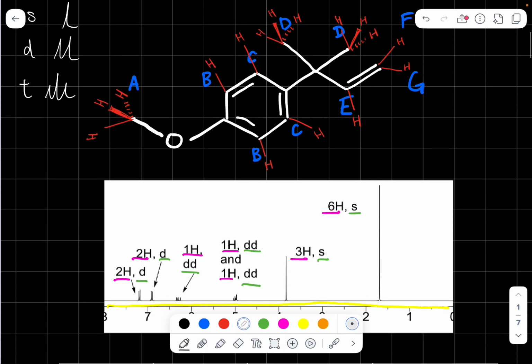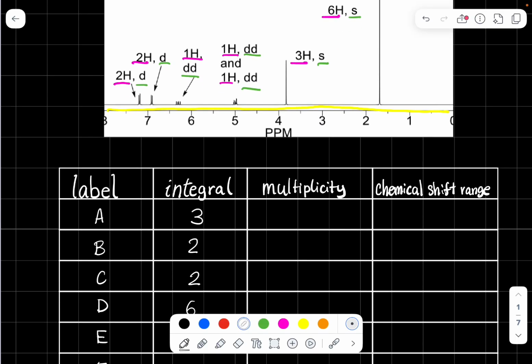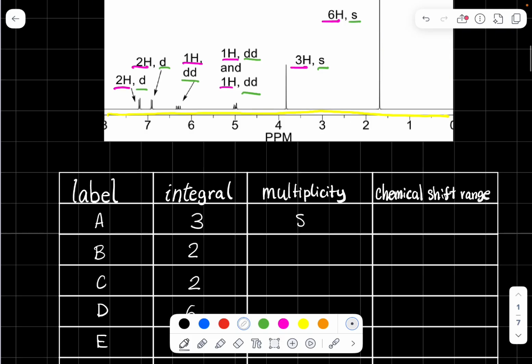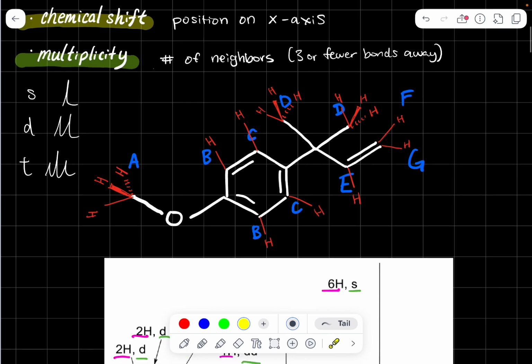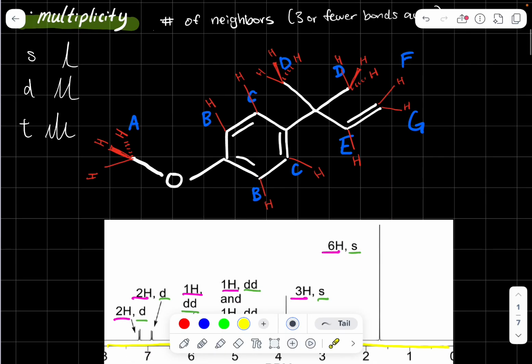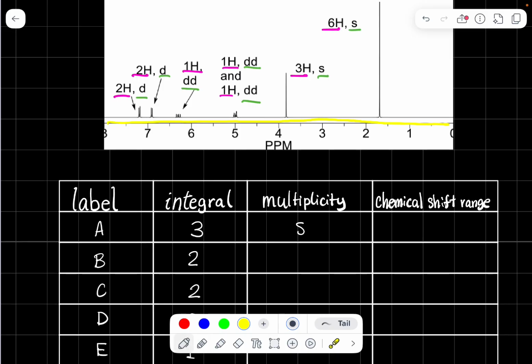So label A has 0 neighbors. Therefore, 0 plus 1 is equal to 1, and we have a singlet. The multiplicity of label A is a singlet, and we denote that with an S. Label B has one neighbor because if we count the bonds from the label B hydrogen, we have 1, 2, 3. Hydrogen C is a neighbor. When we do n plus 1, we get 1 plus 1 equals 2, so label B is a doublet. And we denote that with a D. Same thing for label C.